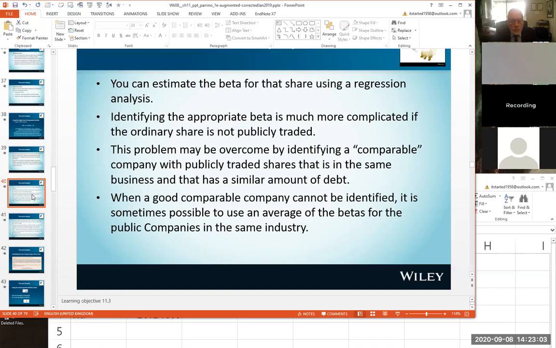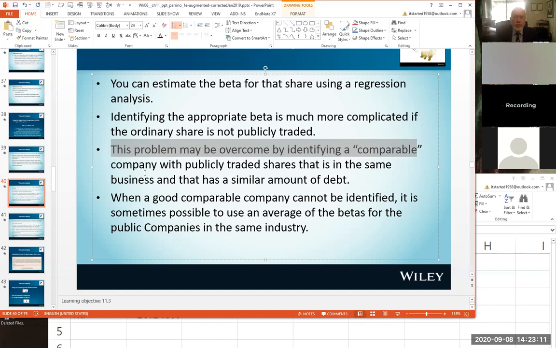Okay, one handy thing to do, an easy way to do it, is by finding a comparable company. And that's always one of the delights. Part of the theory of the capital asset pricing model is that similar markets perform similarly in terms of their risk and return profiles.